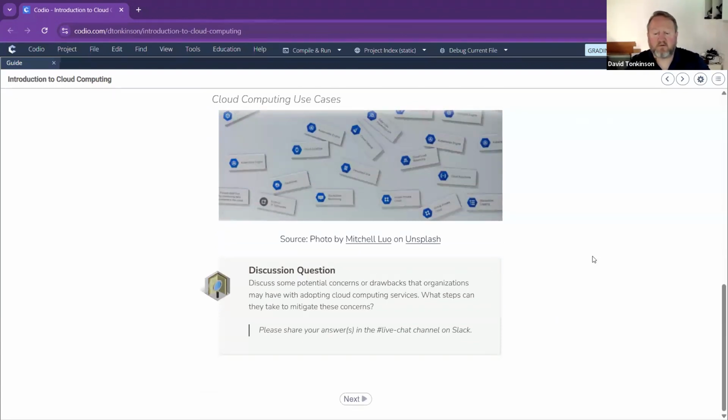Can anyone think of some potential concerns or drawbacks organizations may have when adopting cloud services? Put that into live chat. That's a bit of a discussion question, isn't it? So what concerns would you have if you're moving your stuff to cloud services? Cost. Yeah, good question. Security. Maybe downtime. Cost and data security. I think network connectivity.